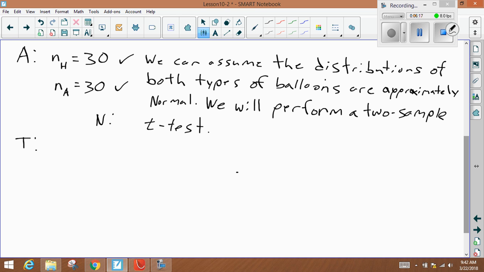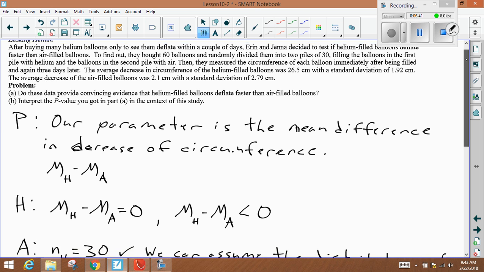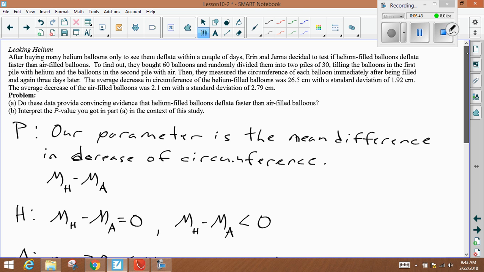All right. So our test is gonna look like this. T. I'm not gonna write the formula. The formula is in your book. We're still gonna test it against 0. So I need less. Helium was 2.65.